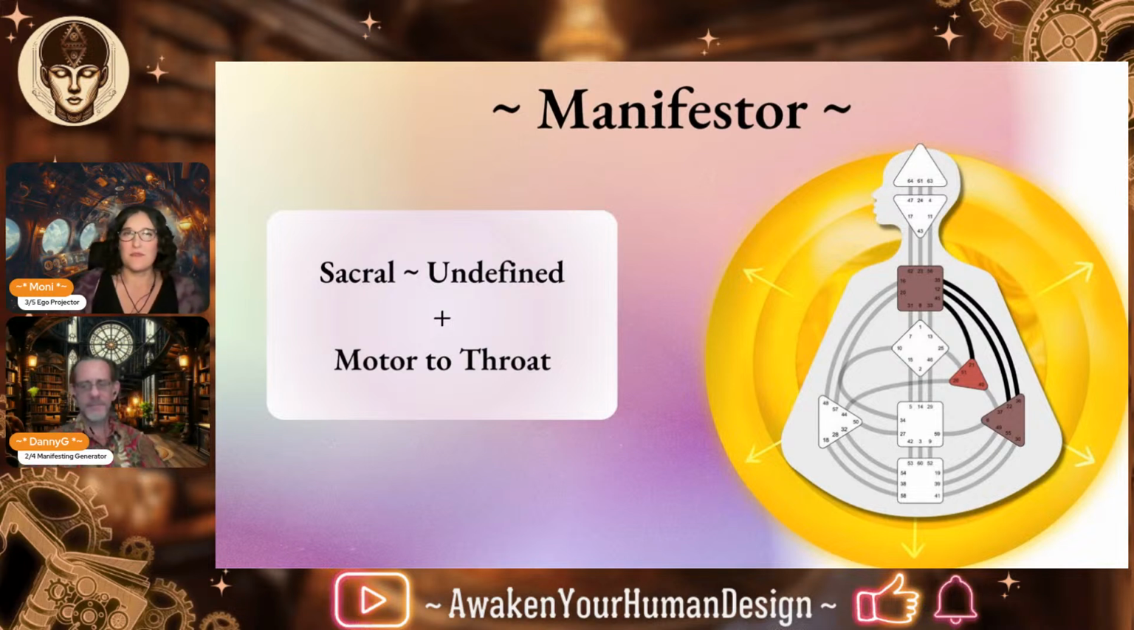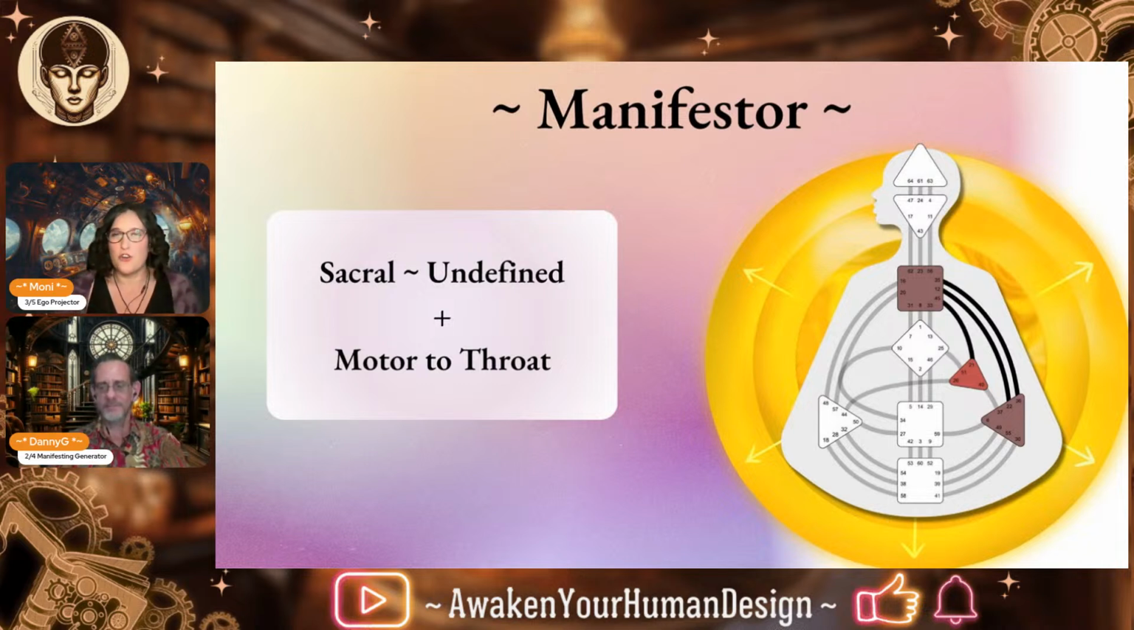This is just the basics, to be able to look at the chart and recognize the type just from diagnosing a chart. This is an important skill for everyone to know. Absolutely. And it's an easy thing: the sacral's undefined and there's a motor to the throat. Those are the three very specific manifestor channels.